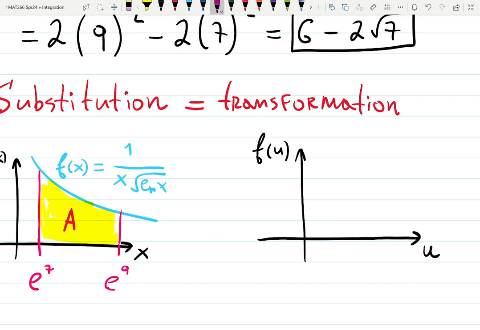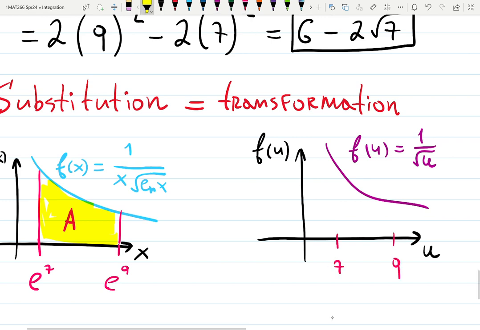The function now became a function of u. So the graph is a bit different. It's more or less the same because of the 1 over the square root. So the function f of u now looks like 1 over square root of u, right? And now we were looking at the limits from 7 till 9. And this is the area. You see it's a bit taller. The cool part is the area is exactly the same. It's just shaped differently, but the number is the same. The answer is the same.